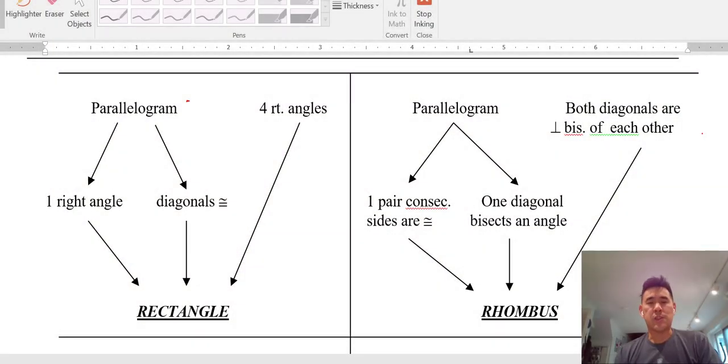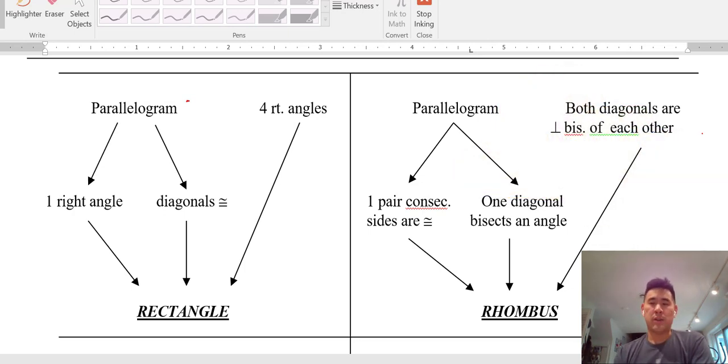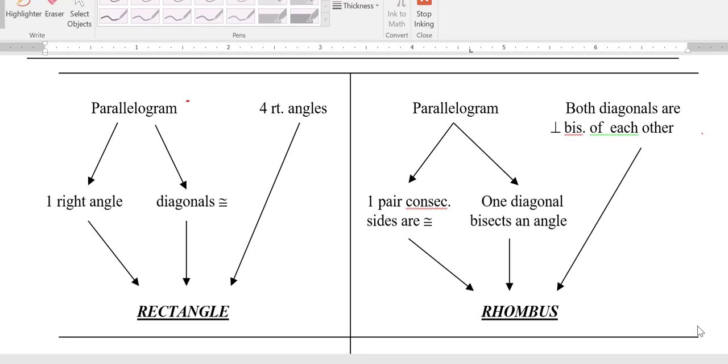Okay, we're moving on to section 7.6 right now. We were in section 7.5 where we were proving quadrilaterals were parallelograms using a two-column proof, and now we're just going to prove the other types of quadrilaterals, whether it's rectangles, rhombus, trapezoids, etc.